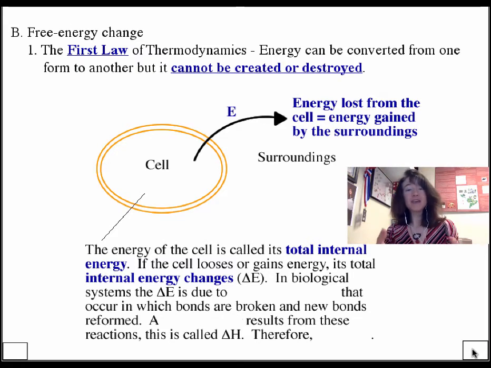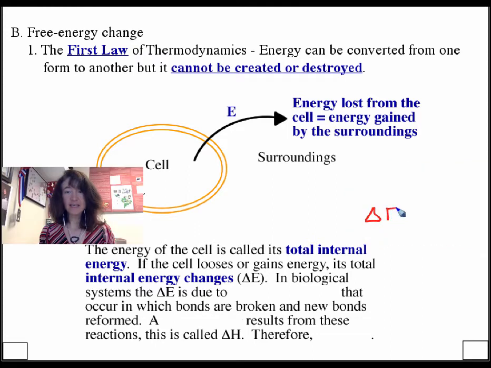Now, you might be starting to remember the equation that tells us about total internal energy. So if you are, you're remembering that there are two forms of energy that come together to give us the full equation to express delta E. Delta E, the total internal energy change, is equal to delta H minus P delta V.